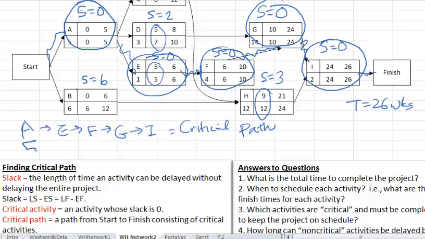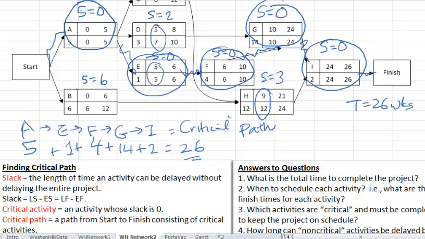So here we have 5, and then 1, and then F is 4, G is 14, and I is 2. So that gives me 6 plus 4 is 10, plus 14 is 24, plus 2 is, oh, that's right, 26 weeks. So the length of the critical path is the same as the project time. That's not a coincidence. That is always the case.